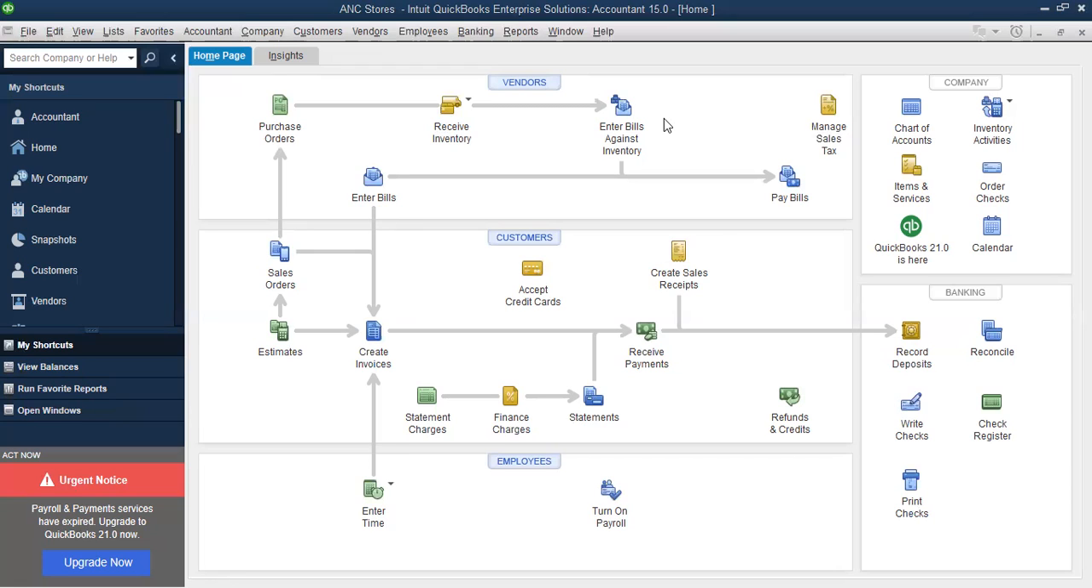What is a chart of accounts? It is a listing of all the accounts. It is a listing of all the main and sub accounts in a general ledger.